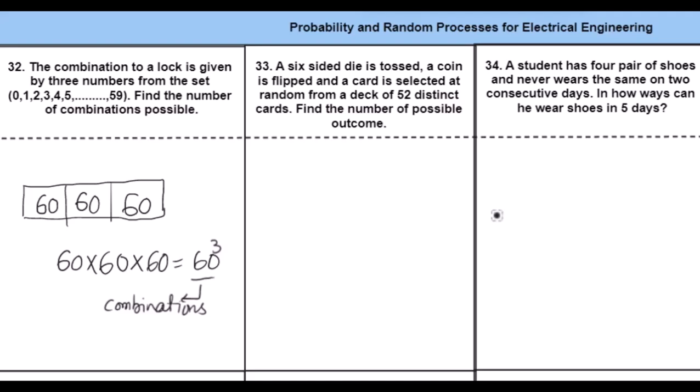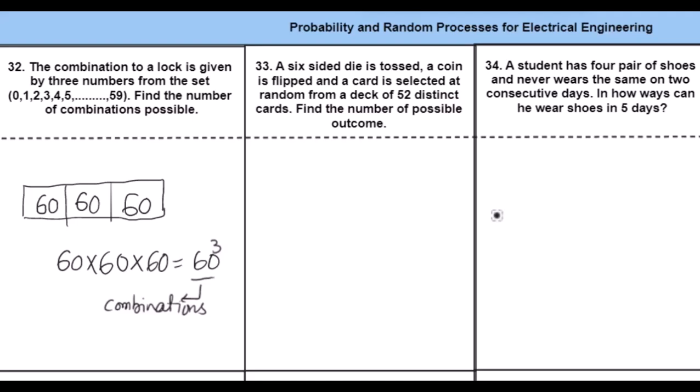Similarly, in another problem, it is asking us to find the number of possible outcomes for a six-sided die tossed, a coin flipped, and a card selected at random from a deck of 52 distinct cards. So here we can very easily see that this is basically the AND problem, in which the die is tossed and a coin is flipped and a card is selected at random from the 52 distinct cards. Okay, so this is the AND problem, and for all the AND problems I basically use multiplication here.